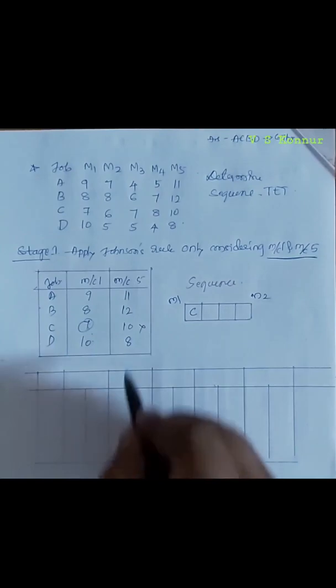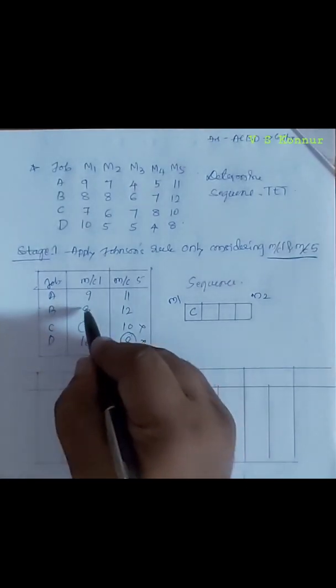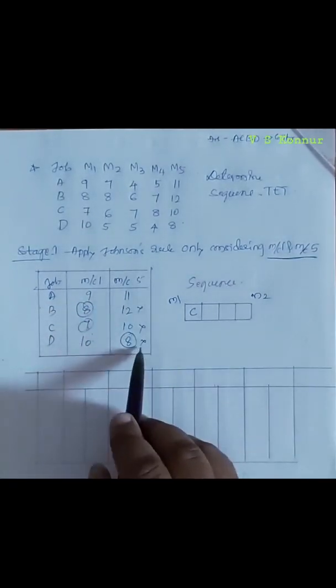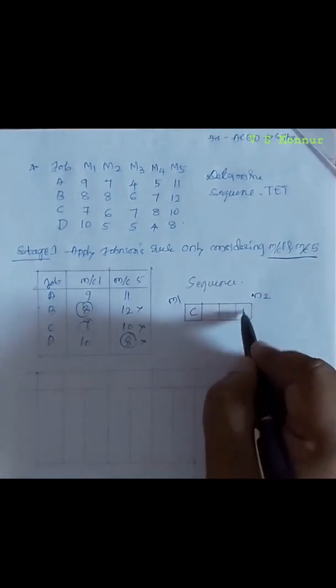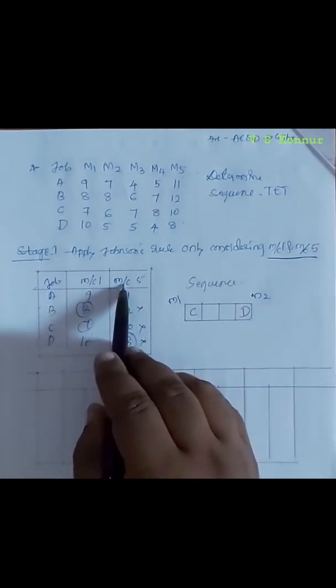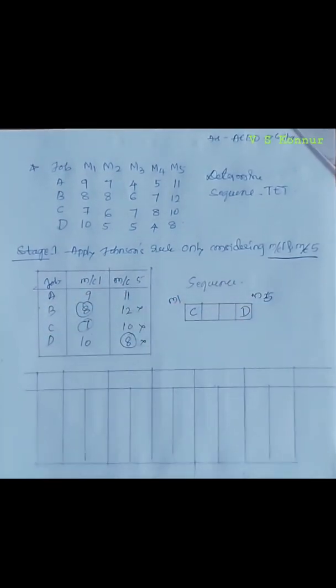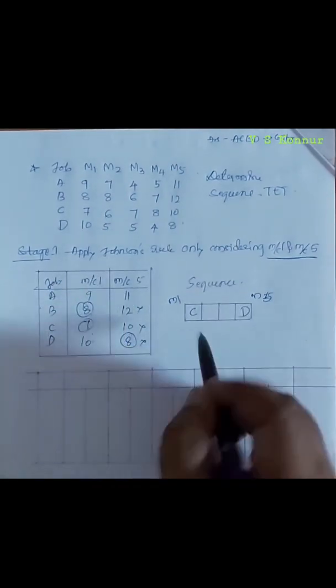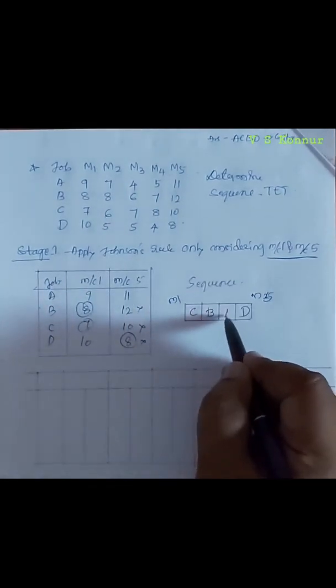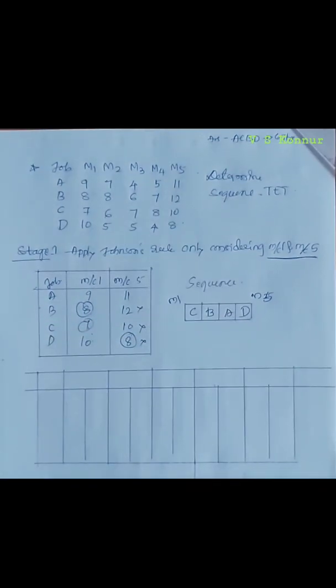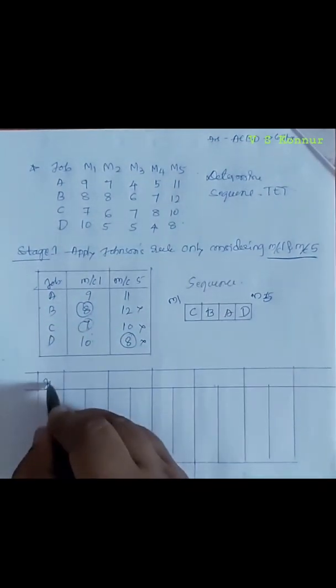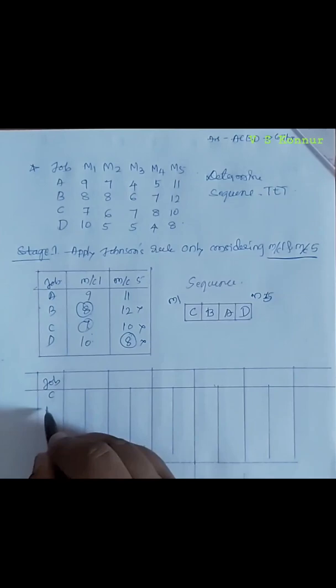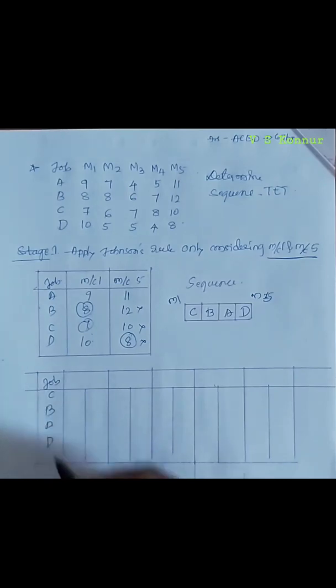Next, the minimum is 8. 2 eights are there. So first we'll take this 8. It is D at machine 5. Next 8 is machine 1, B job. The last one is A. CBAD is the sequence. Now we have to write according to CBAD.